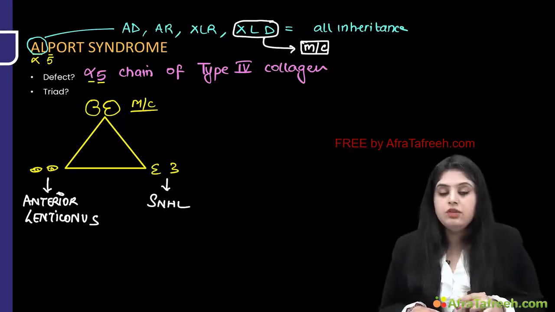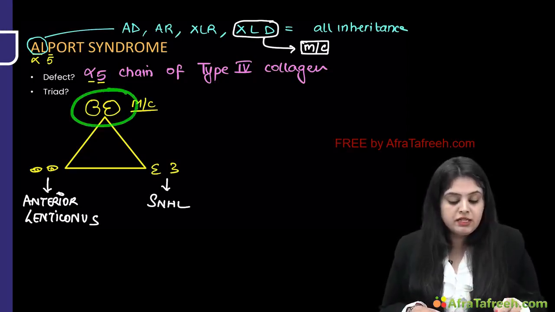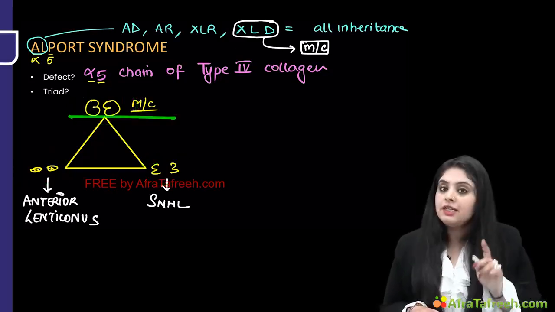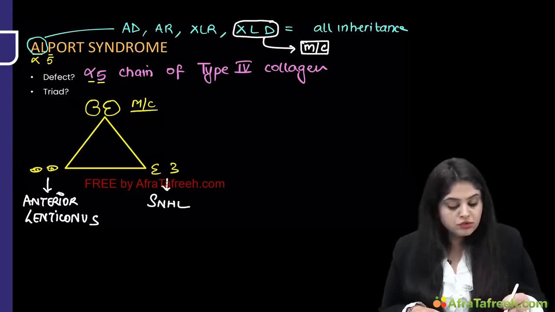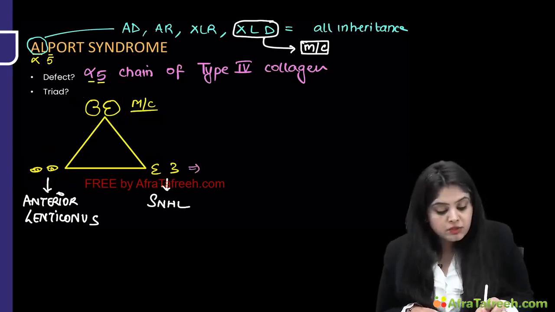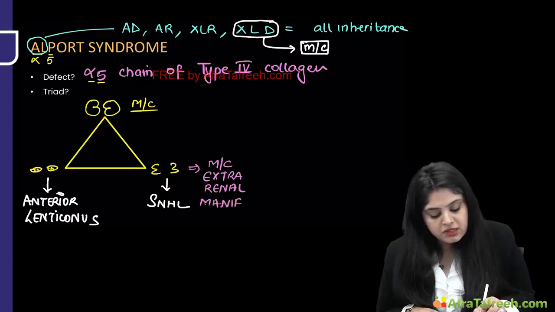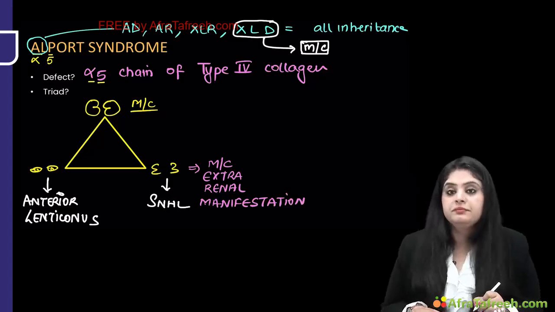So what did I tell you? 3 organs are affected in Alport. There is a kidney, there is eyes, and there is ears. But which is the most common? You're studying it in kidney chapter, so kidney is the most common. However, which is the most common extra-renal? Other than kidney, what is the most common manifestation? So the most common extra-renal manifestation is going to be sensory neural hearing loss.